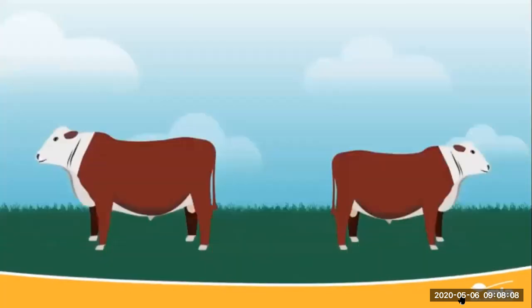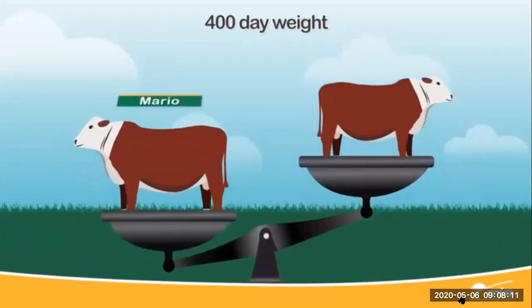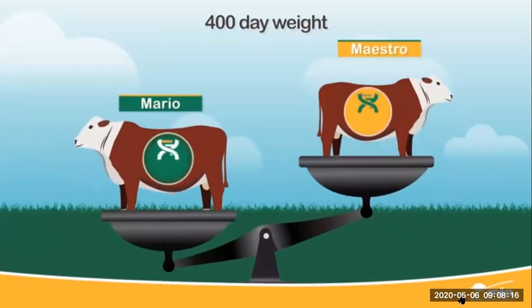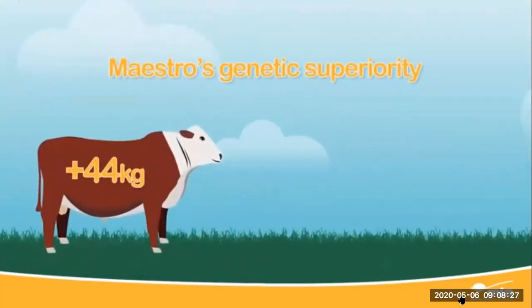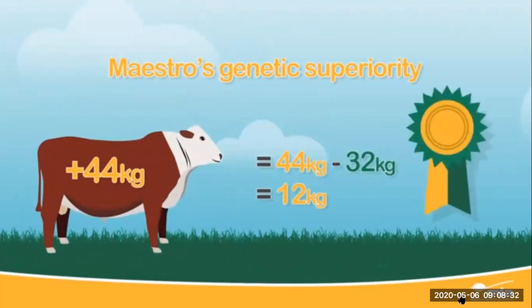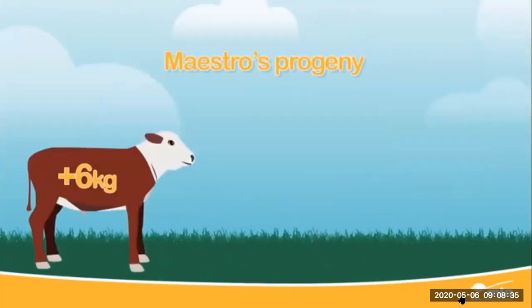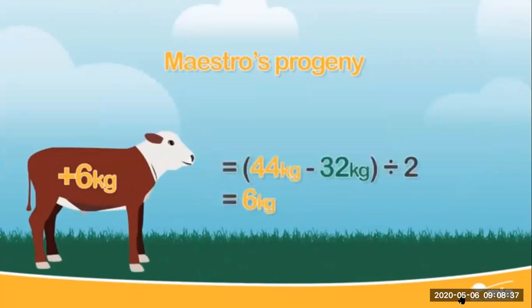Let's take the EBV for 400-day weight. Mario is actually physically heavier than Maestro, but their genes tell a different story. With Maestro's EBV at plus 44 kilograms compared to Mario's at plus 32 kilograms, the physically younger and lighter Maestro is actually 12 kilograms genetically superior to Mario for this trait. Since Maestro's progeny will receive only half their genetics from Dad, his progeny will on average be 6 kilograms heavier than Mario's at 400 days of age.